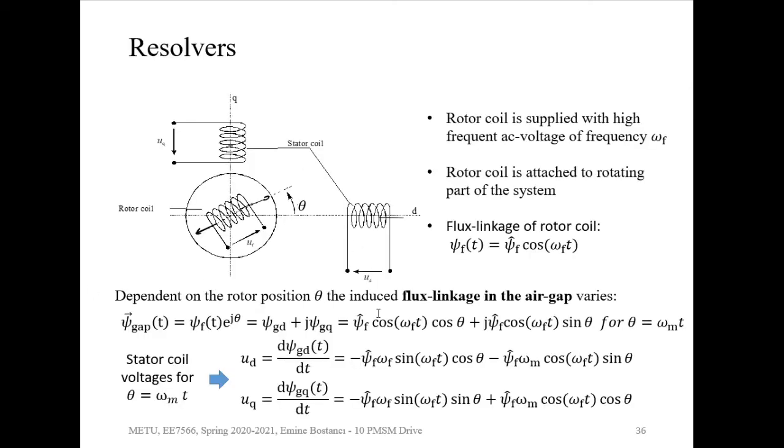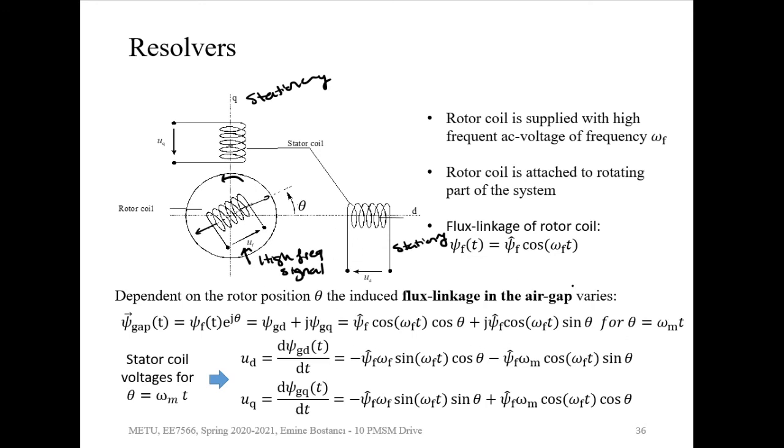So the basic operation of the resolver is explained here. There's a rotating part, and the coil is going to be rotated mechanically, and you are going to supply a high frequency signal. The high frequency signal is going to be injected to the coil. This is going to rotate, and there are going to be two coils, sine coil and cosine coil, and they are going to be stationary. They are not going to rotate. And there is going to be a transformer effect between these two.